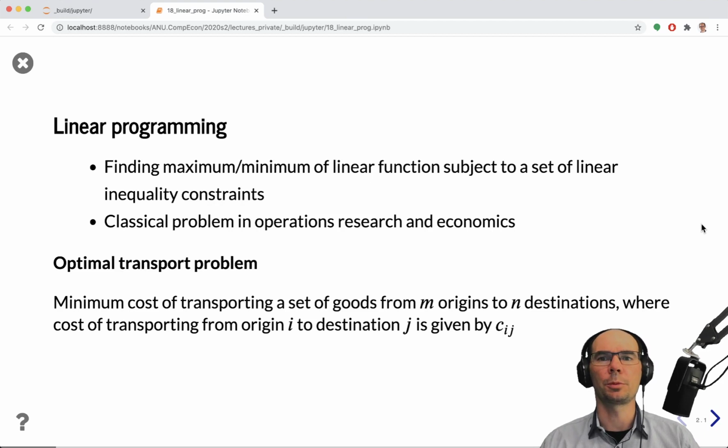Now, the optimal transport problem is probably one of the most actively developed subfields in linear programming to this day. Here the problem generally is to transport a set of goods from M origins to N destinations, minimizing the cost, where the cost of transportation is given by a matrix, each element of which, Cij, gives the cost of transporting from origin I to destination J.